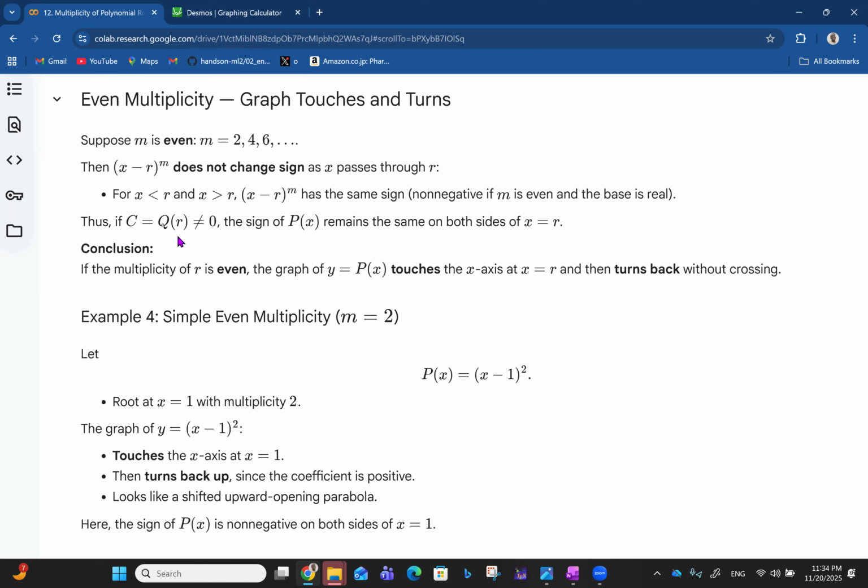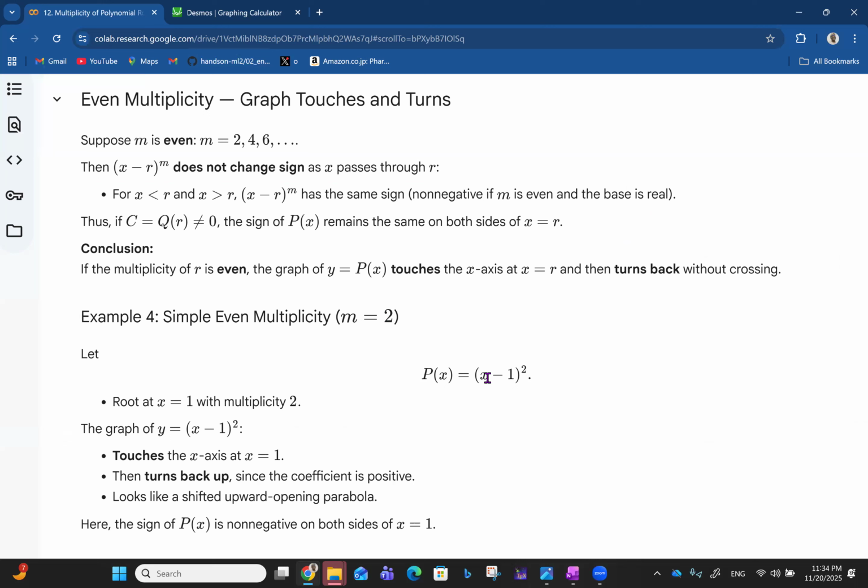Thus, if c, which is q of r, is not 0, the sign of p of x remains the same on both sides of x equals r. In conclusion, if the multiplicity of r is even, the graph of y equals p of x touches the x-axis at x equals r and then turns back without crossing. So example 4, simple even multiplicity, you have m equals 2.